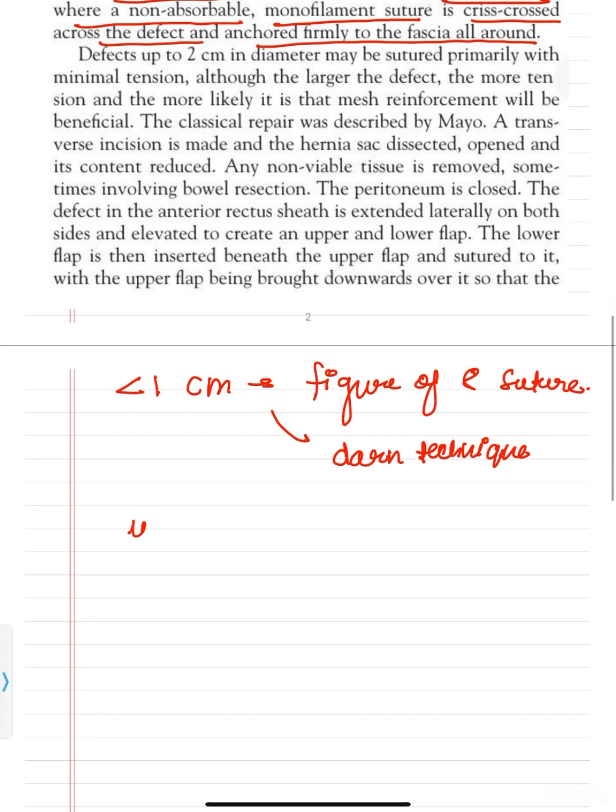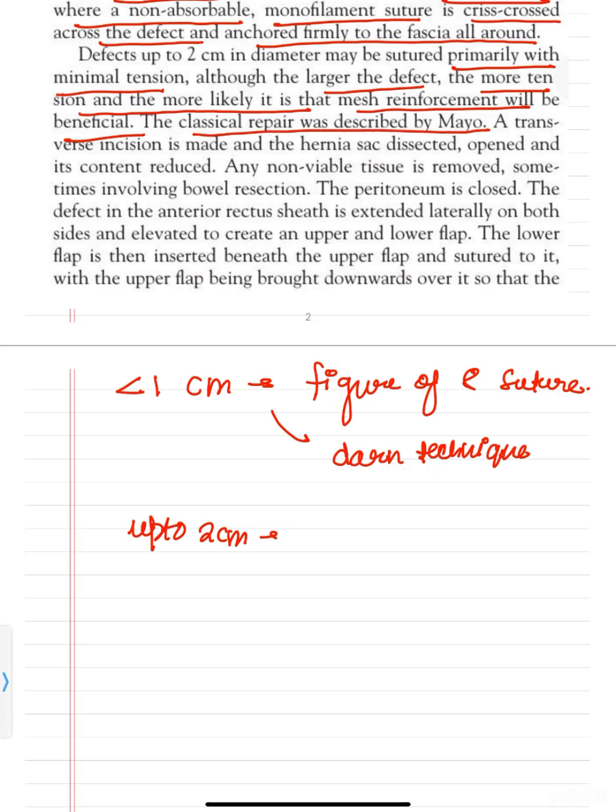A defect up to 2 centimeters in diameter can be sutured primarily with minimal tension, although if the defect is larger, the more tension and the more likely it is that mesh reinforcement will be beneficial. The classical repair was described by Mayo. So this was the last option, in which a transverse incision is made and the hernia sac is dissected, opened and its content reduced.